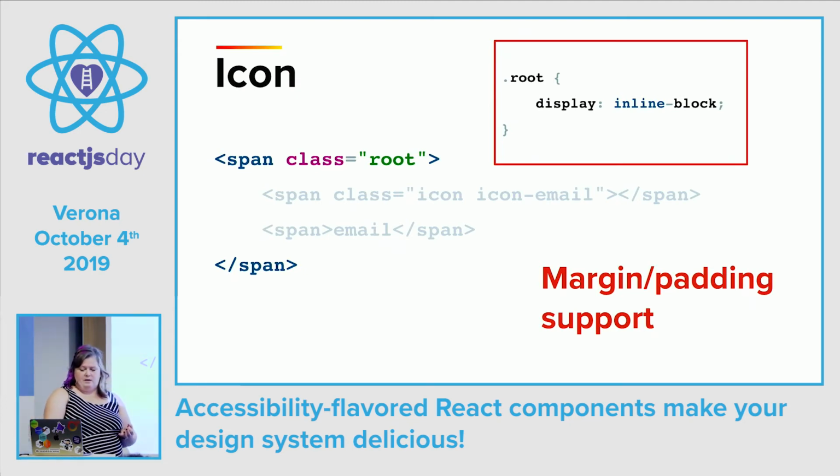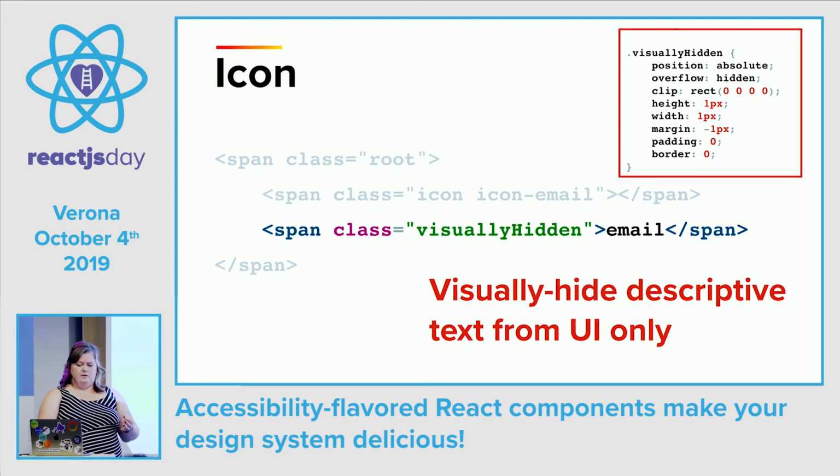So we add a wrapping span around the two child spans and use a CSS class to convert that span from its native display inline property to display inline block, because display inline only allows you to adjust the margin and padding on the left and the right, and display inline block allows you to control the margin and padding all the way around the element. So this is important, and also using spans is important when we compose this component into other components.